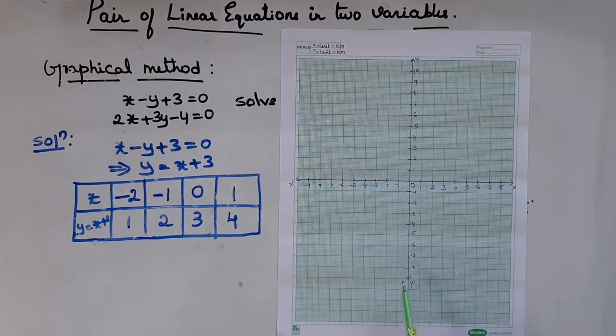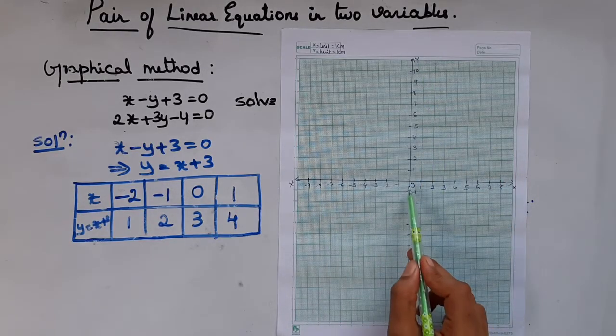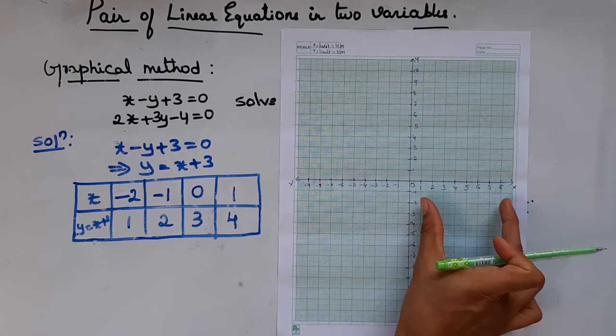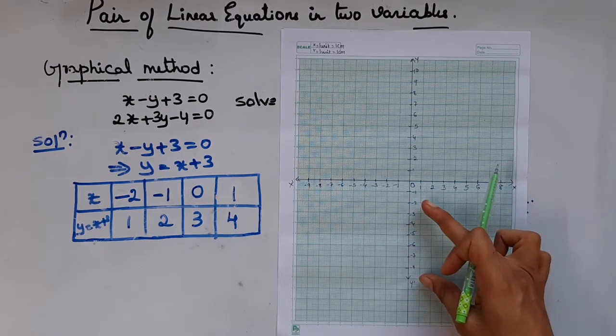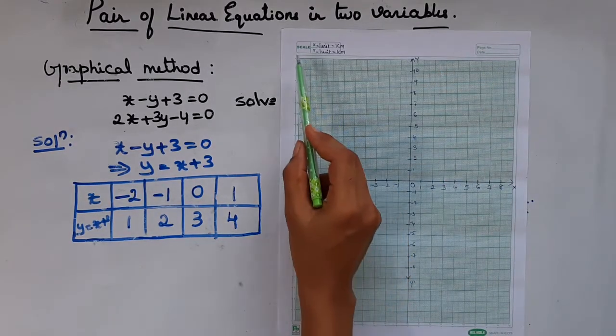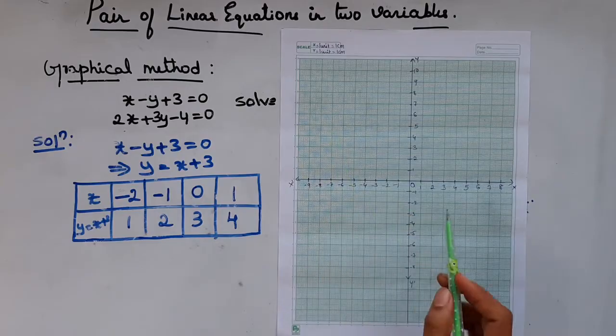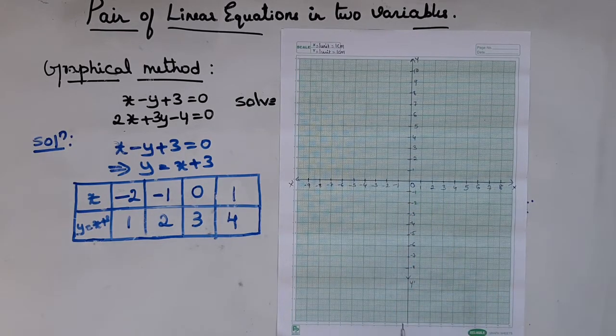So now we have a graph sheet here. This is your x-axis and this is your y-axis. The center point is 0, and these are your positive values for x and these are your negative values for x, and here negative values for y and here positive values for y. First write the scale for the x and y-axis. We have on the x-axis 1 unit is equal to 1 centimeter and on the y-axis 1 unit is equal to 1 centimeter.